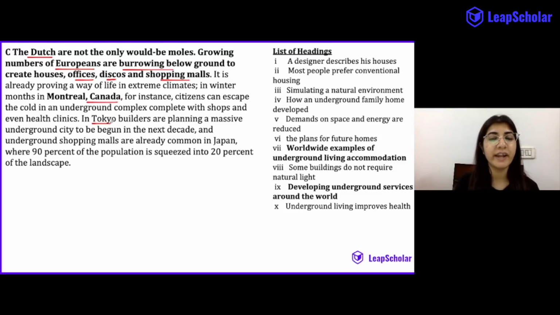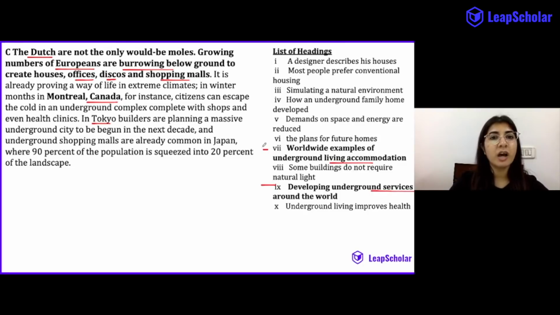Since we've already read the headings, we know there are two headings which talk about worldwide or around the world examples. Now, these both look very familiar. However, we'll have to read this paragraph in detail to discover what it talks about. Does it talk about living accommodation, which is houses, or does it talk about all underground services? So let's read it in detail.